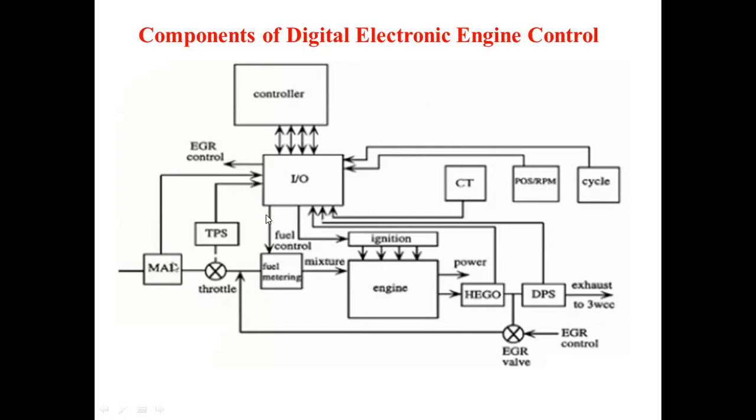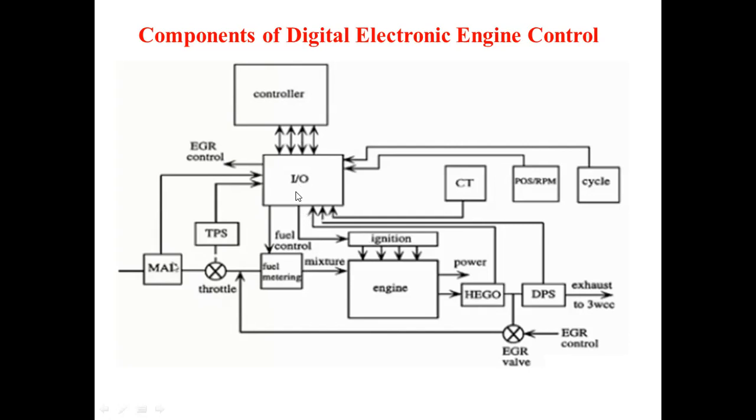This fuel supply system gets input from the various position sensors, then cycle sensors, then crankshaft position sensors and all. And from this control, you are getting control over the input and output. There will again be a connection to the EGR, exhaust gas recirculation control. Whatever the sensors sense, that data is given to the microcontroller, and from that microcontroller it controls the fuel.